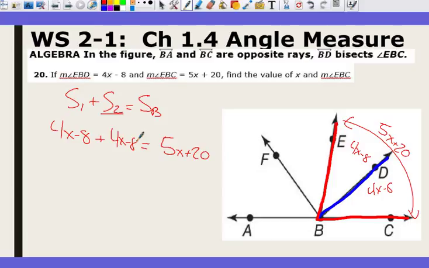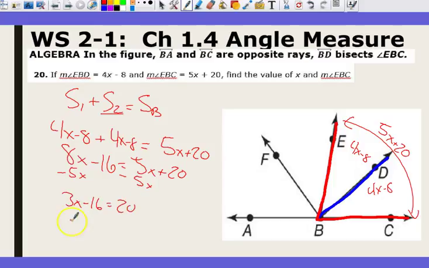All right, we're going to add these together. So 4x plus 4x is 8x. Negative 8 minus negative 8 is negative 16. 5x plus 20. Move over the 5x. We have 3x minus 16 is equal to 20. 3x is equal to 36. X is equal to 12. I know I went fast. I'm sorry. We figured out what x is. So that's half the question.